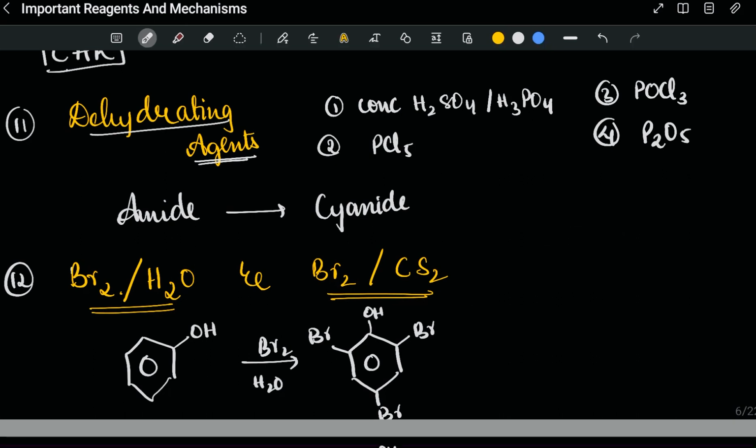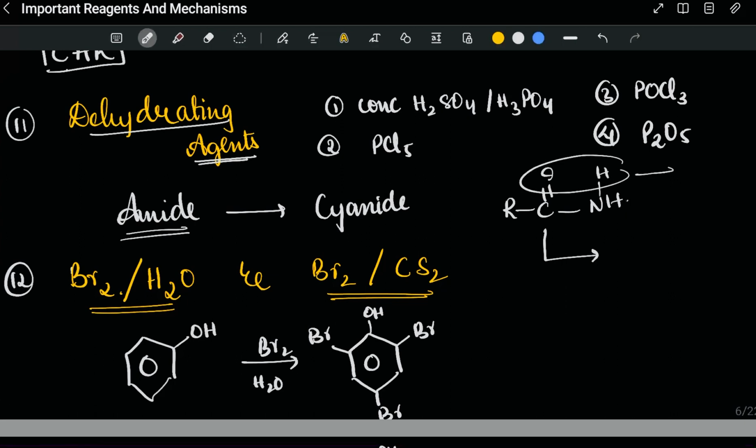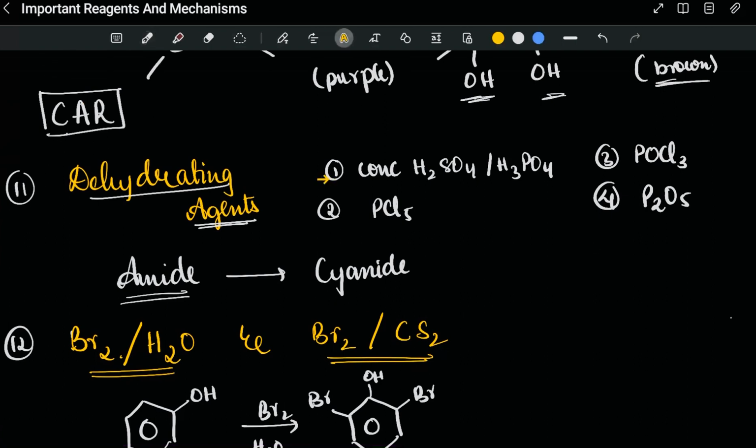Here we have various dehydrating agents, and dehydrating agents are also used for converting amides. This is an amide, and then whenever I'm using a dehydrating agent, you see, that is how cyanides are also formed. A nitrile group is formed. So dehydrating agents can be used for these also. These are the four important dehydrating agents. We have concentrated H2SO4 or H3PO4. We have PCl5, POCl3 or P2O5.